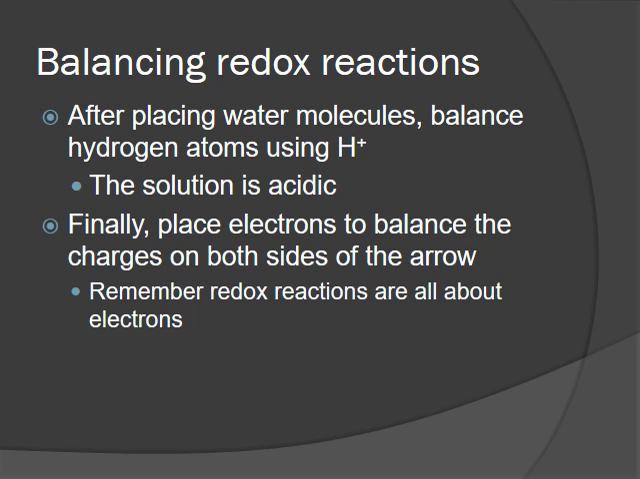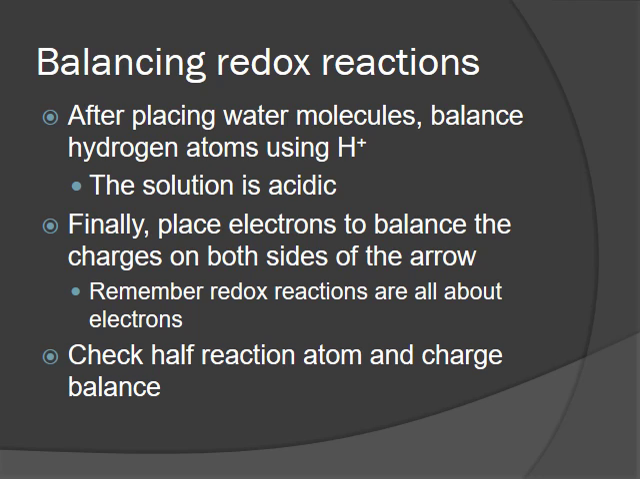So after we place the water molecules, we want to balance the hydrogen atoms using H+. We can do that because the solution is acidic. We can have excess protons in an acidic solution. Then we're going to place electrons to balance the charges on both sides of the arrow. Remember, redox reactions are all about electrons, and eventually we want those electrons to cancel. We're going to check the half reaction for atom balance and charge balance.